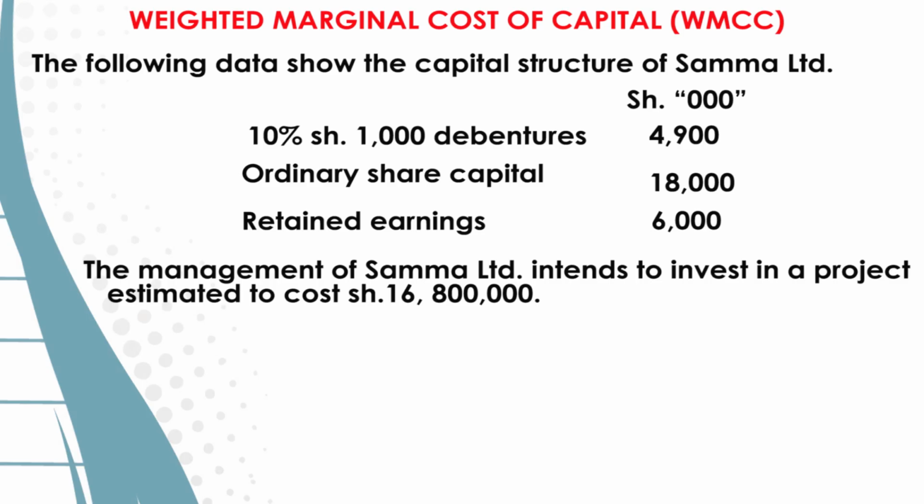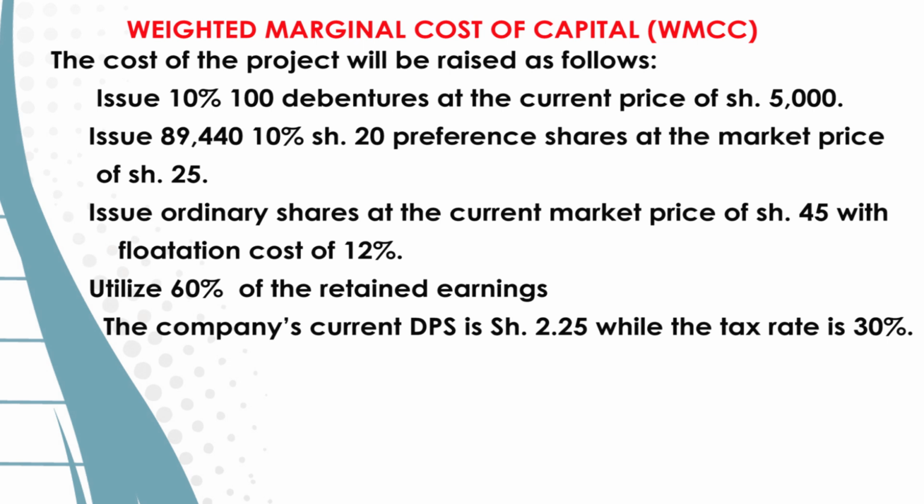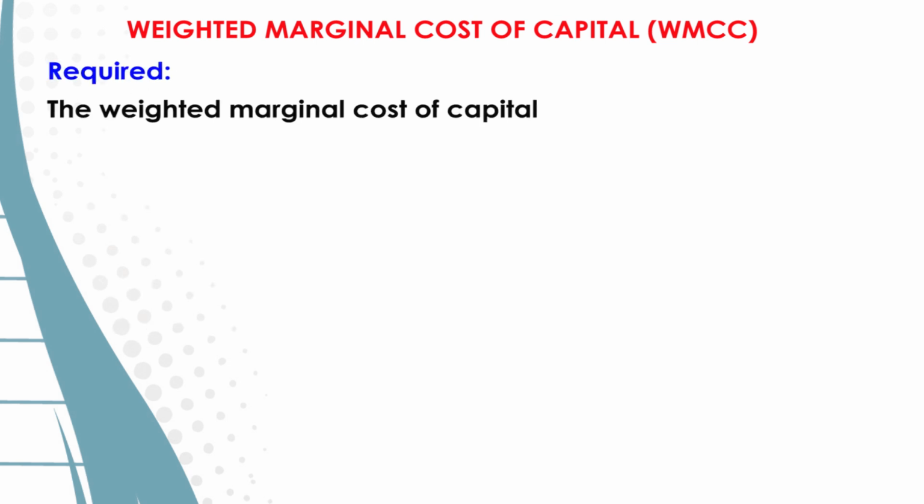Illustration. First of all, we have the capital structure comprising of debentures, ordinary share capital, and retained earnings. The management of Summer Limited intends to invest in a project estimated to cost 6.8 million. The cost of the project will be raised as follows. We see it's from debentures, preference shares, and issue of ordinary shares. Then there is utilizing the retained earnings. You are required to calculate the weighted marginal cost of capital.